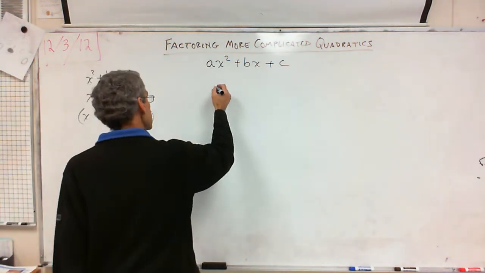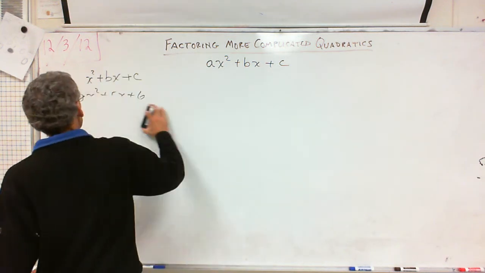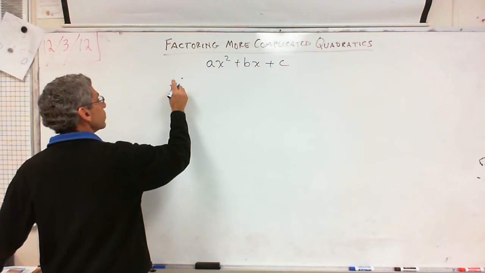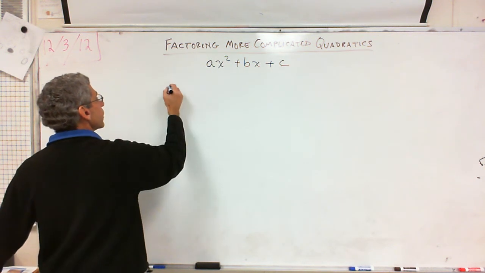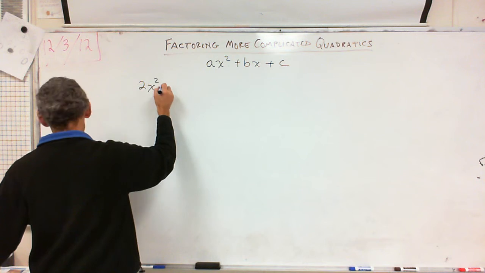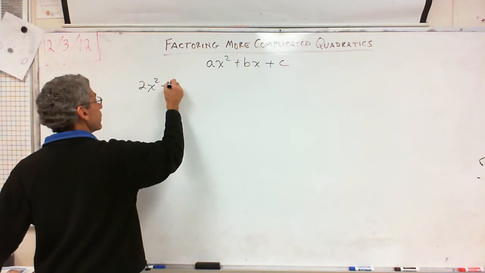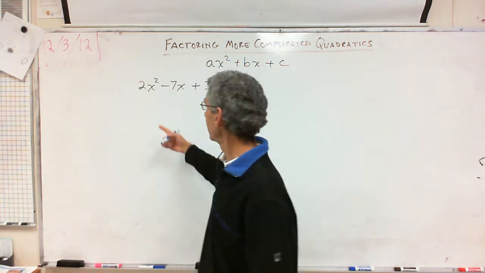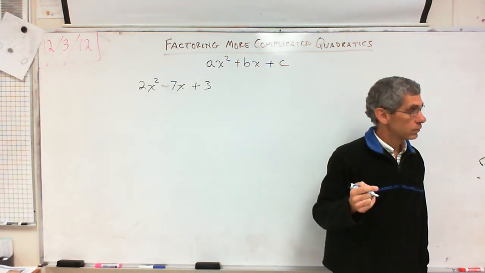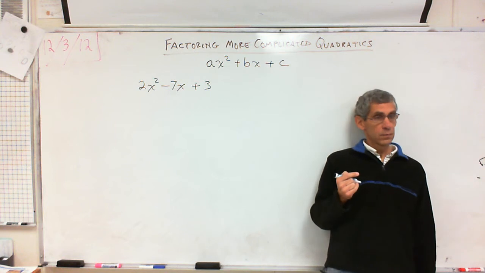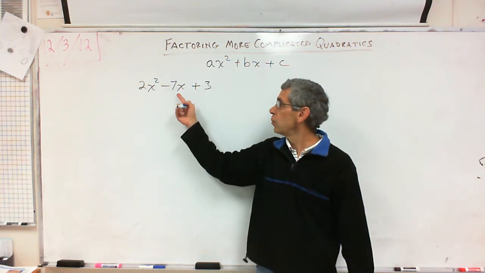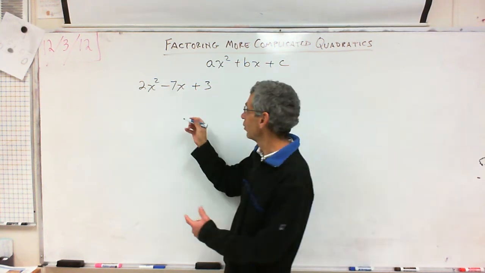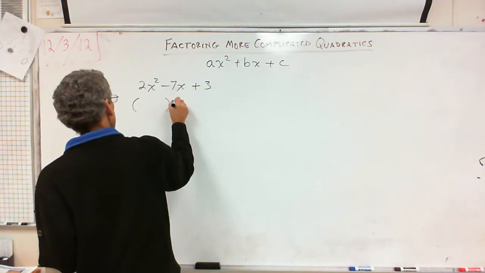Let's try one. Let's say we try this one: 2x squared minus 7x plus 3. Is this a quadratic trinomial? Yes. It is a trinomial, and it's quadratic because it says x squared. So as soon as I have a quadratic trinomial, the first thing I try is this.